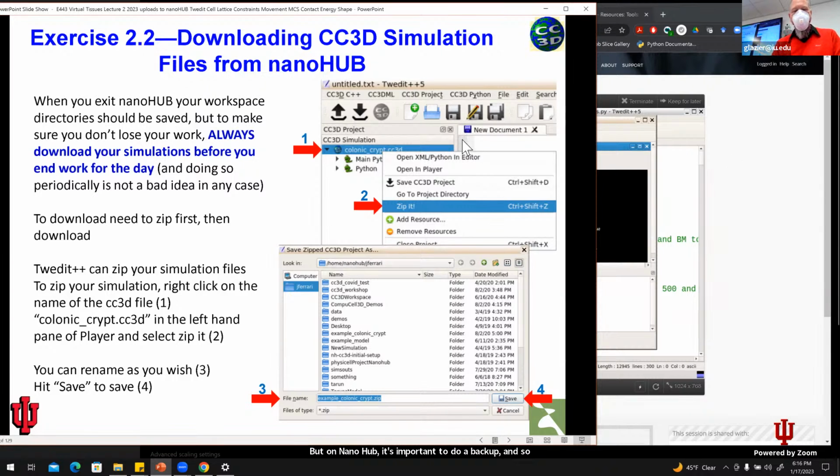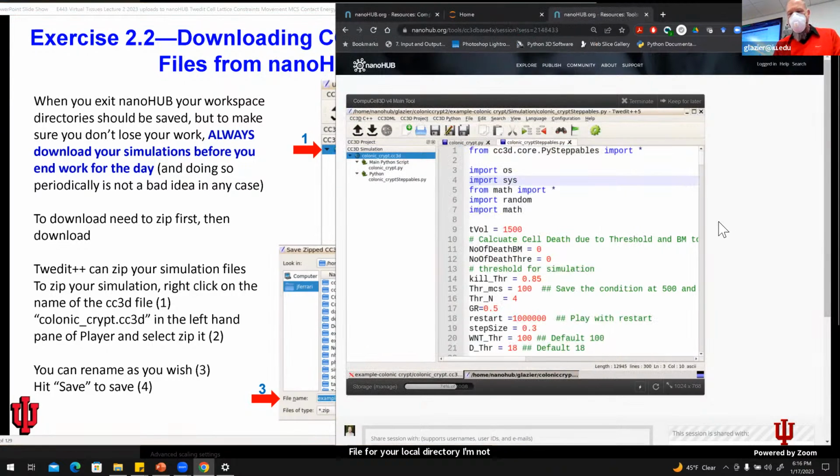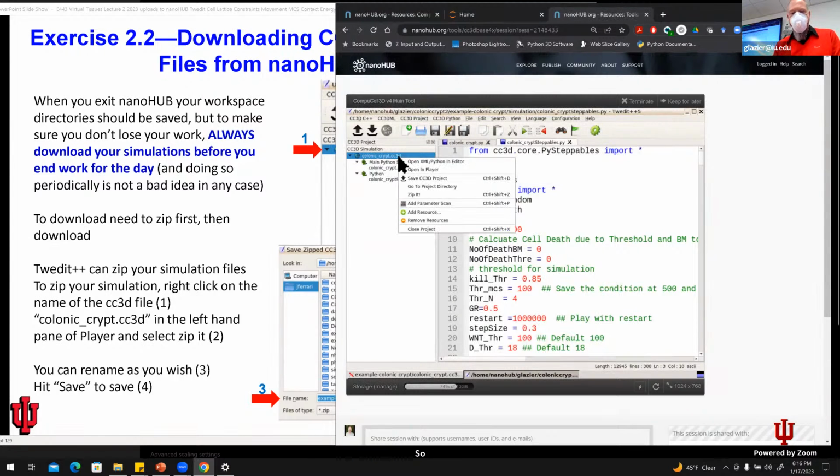And what we'll do is in Twittit, you select the top level list for your simulation. You right click, you say zip it, you save that zip file to your local directory. And let's actually do that. So here's my Colonic Crypt simulation. I right click, I say zip it.